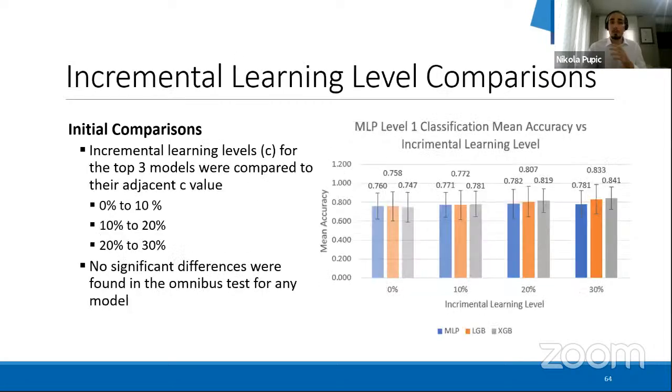I also compared the incremental learning levels for the top 3 models to their adjacent values, comparing 0 to 10%, 10 to 20%, and 20 to 30%. The omnibus test here showed that there were no significant differences. Now, despite there being no significant differences for adjacent values, it's important to consider that our test set for each participant was very small, averaging 151 observations. This means that for 30% incremental learning, we were adding on average 45 observations to a pool of over 20,000. I believe that if we were able to collect more data, the incremental learning would have had a larger impact here.